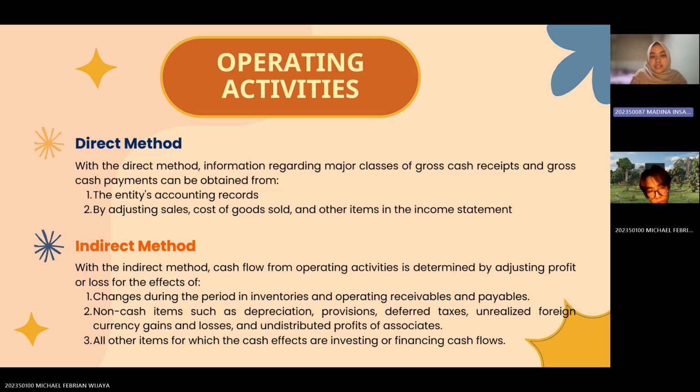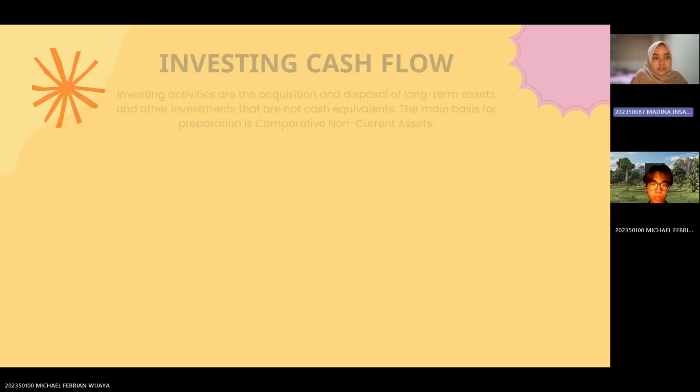And in the indirect method, the cash flow from operating activities is determined by adjusting profit or loss for the effects of, first, changes during the period in inventories and operating receivables and payables, and non-cash items such as depreciation, provisions, deferred tax, unrealized foreign currency gains and losses, and undistributed profits of associates. And the third one is all other items for which the cash effects are investing or financing cash flow. Okay, next.